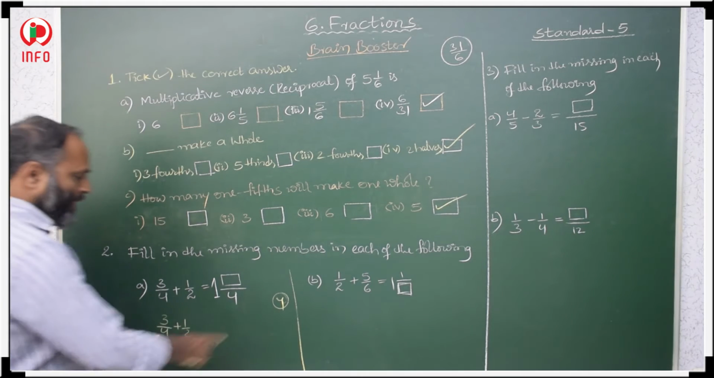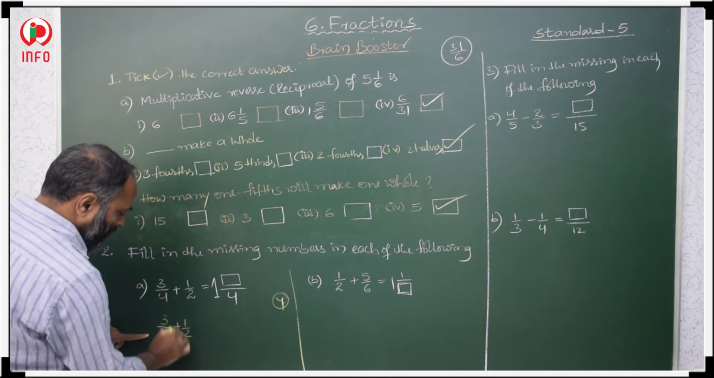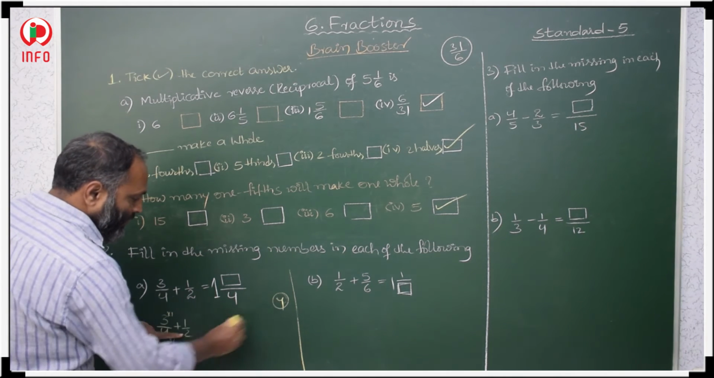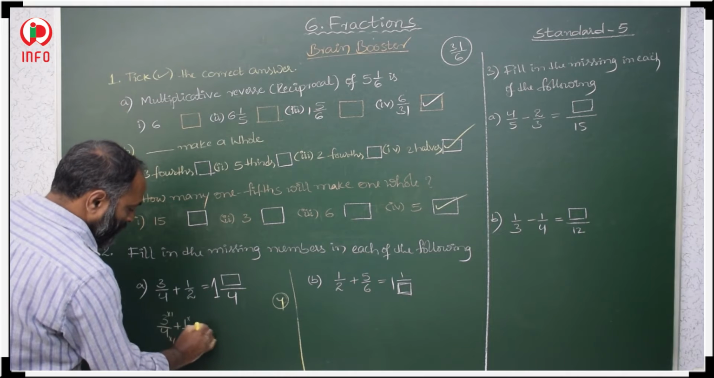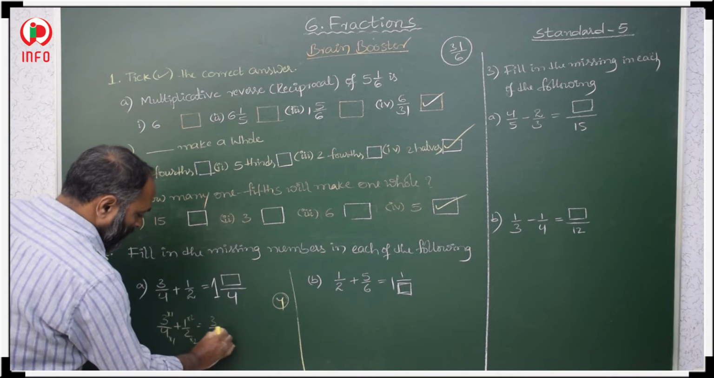Then in the 4 table, when will you get 4? 1 times. In the 2 table, when will you get 4? 2 times. 3 1s are 3, by 4; 1 2s are 2, by 4.